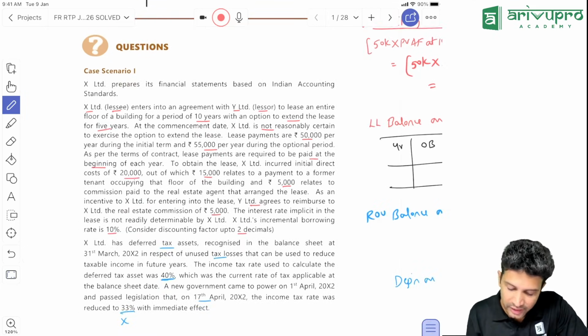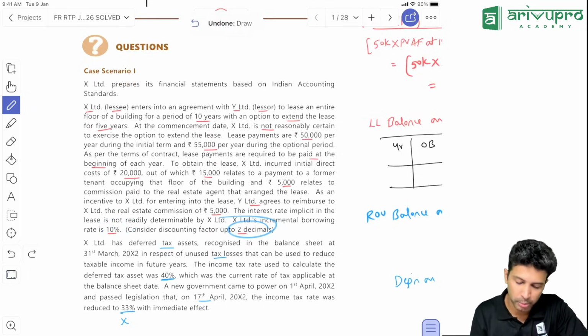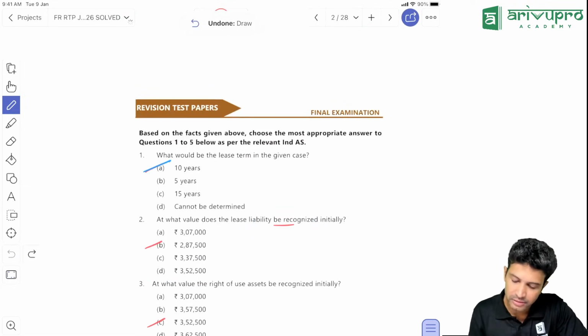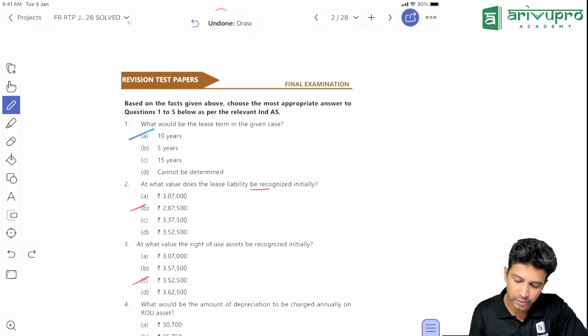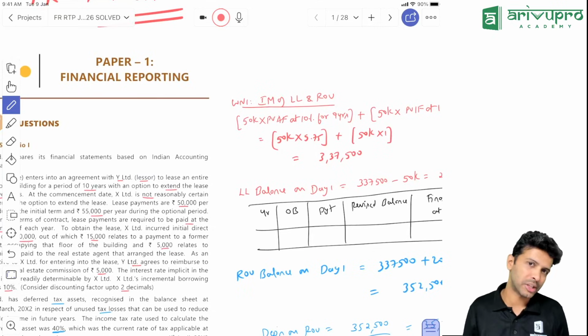IRR is not given, so we take the incremental borrowing rate of 10%. Fair enough. They're saying 2 decimal points. This is about deferred tax. They're asking you the lease liability value, the ROU value initially, and the depreciation value. That's it. So how do you find out, sir? For ROU, there is no measurement basis.